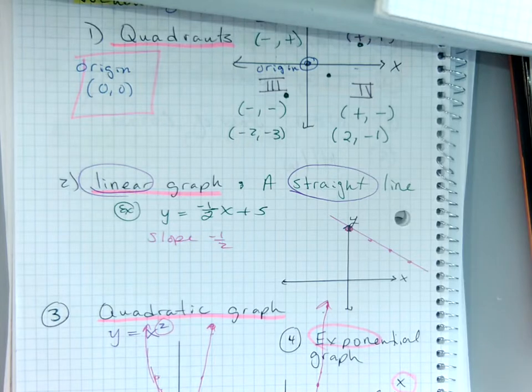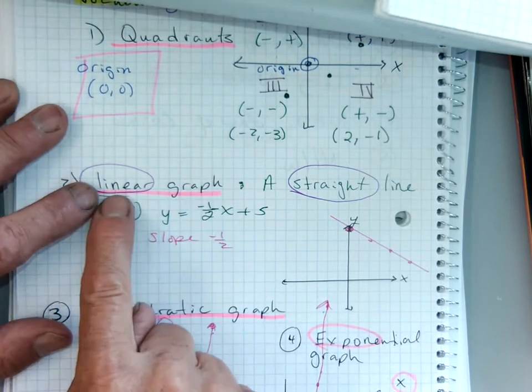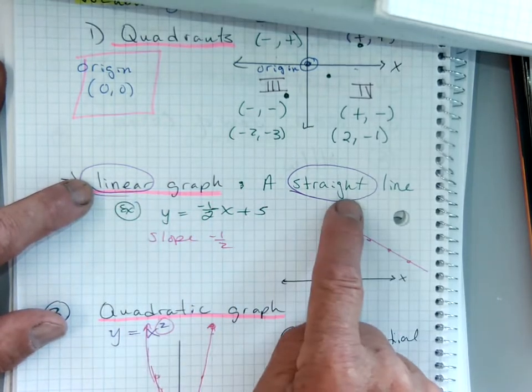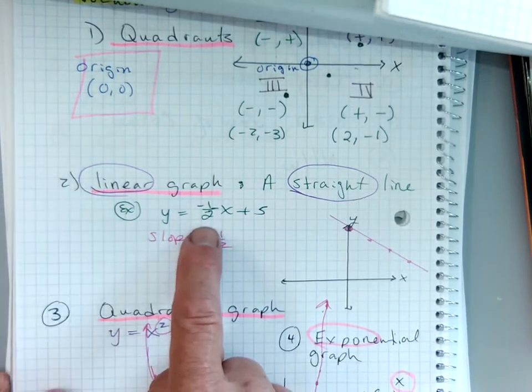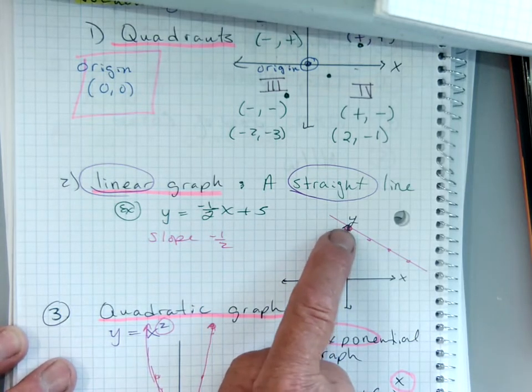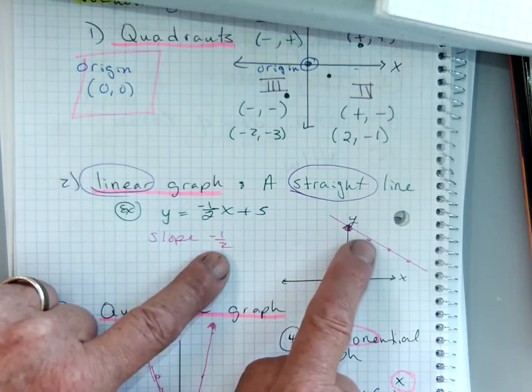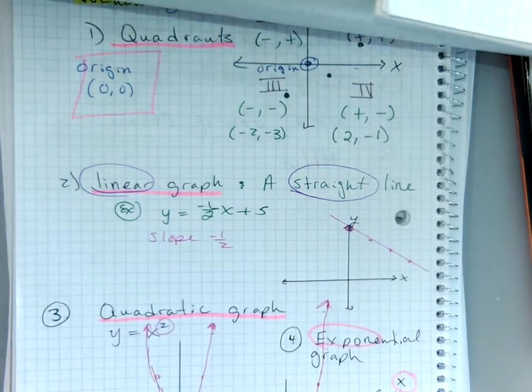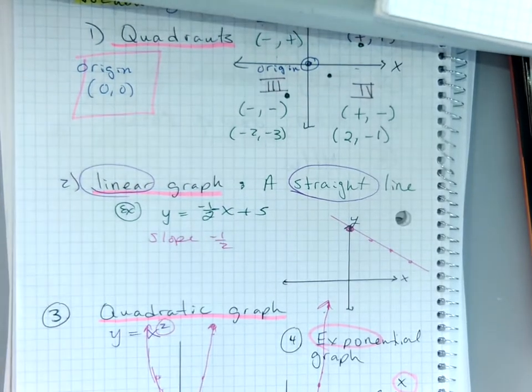We also talked about linear graphs. The word linear always means straight. If you see the word linear, it's a straight line. We looked at an example of graphing negative 1/2 x plus 5. We start at 5 as my y-intercept, the slope is down 1 over 2, so we graph this line here, and that is a linear line.